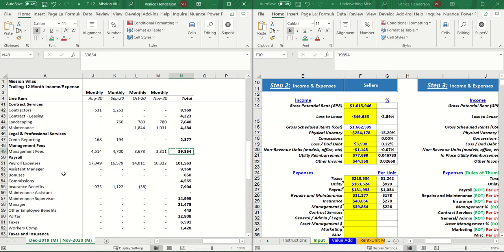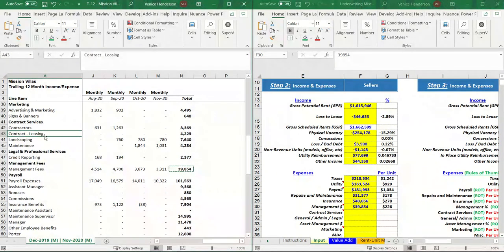Contract services. I know I've seen this somewhere. So again, this is a grouping. We're going to total it up. And I'm also going to include credit and reporting. What is that? Legal and professional services. So I assume running credit checks and stuff? I don't know. But that's a good question, right? 26,893 is our total.